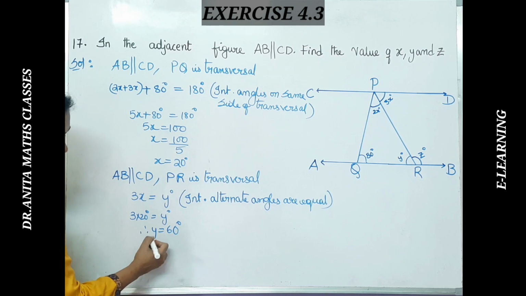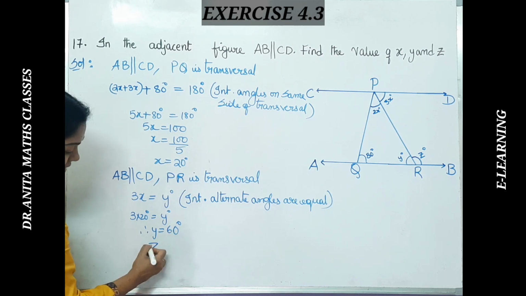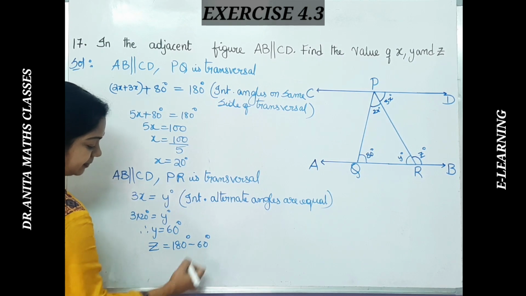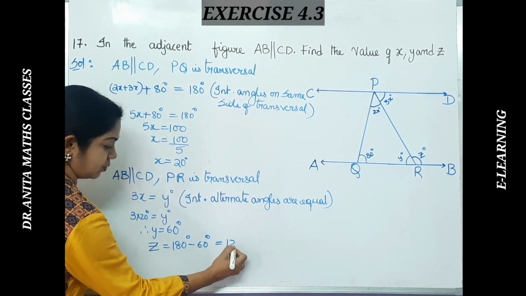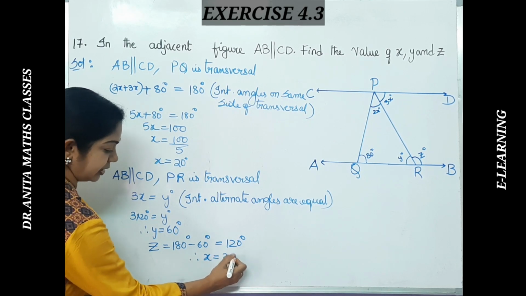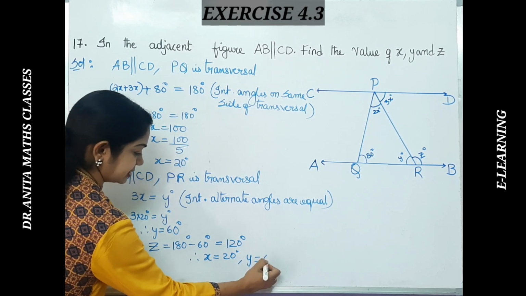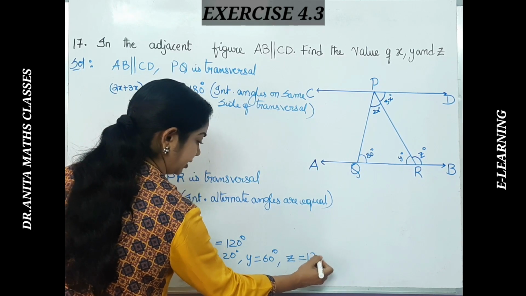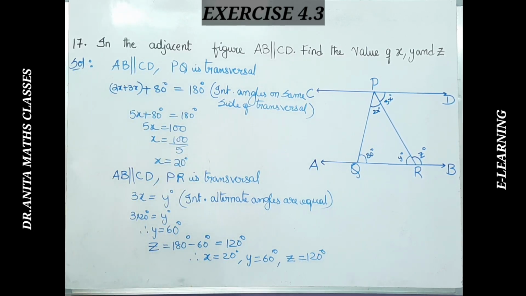So if y is equal to 60, therefore z equals 180 minus 60, which is equal to 120 degrees. Therefore, x angle how much did we get? 20. Y angle is 60 and z angle is 120 degrees. Okay. So pause the video and note it down.